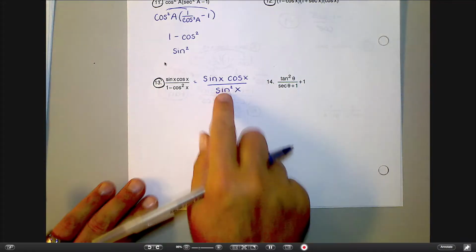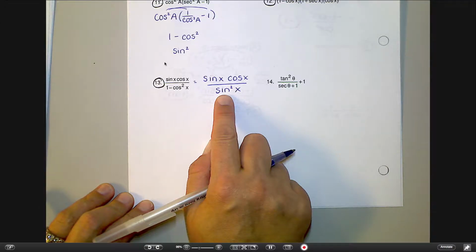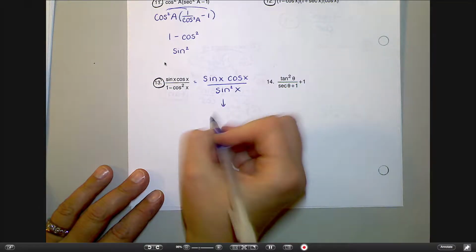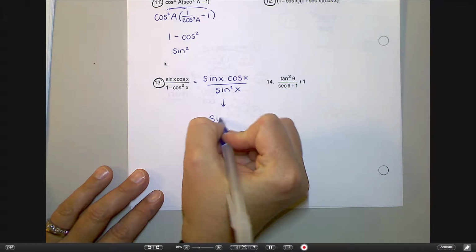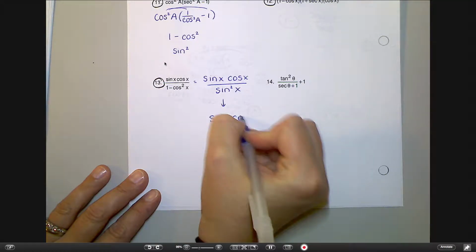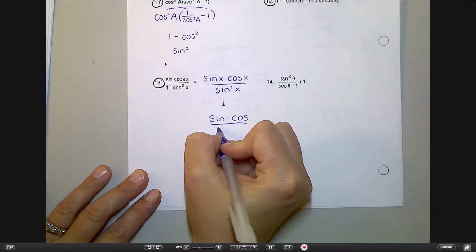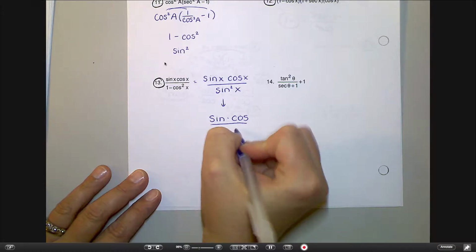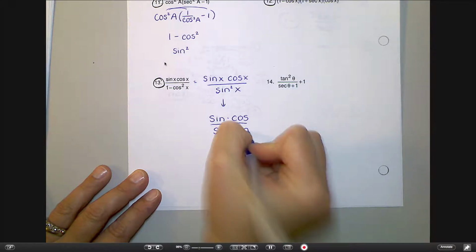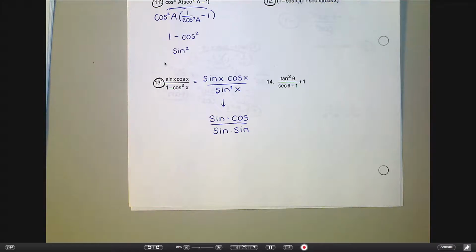And just so you know, that sine squared x is really the same thing as this. Here's the top: sine times cosine. And sine squared I could rewrite as sine times sine. I don't know that you would necessarily have to write it that way, but just so you understand what you're doing when we take this next step.